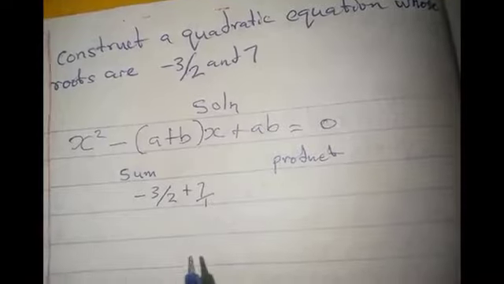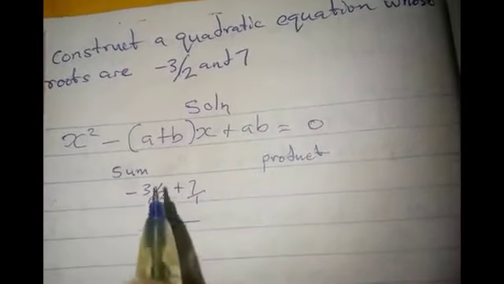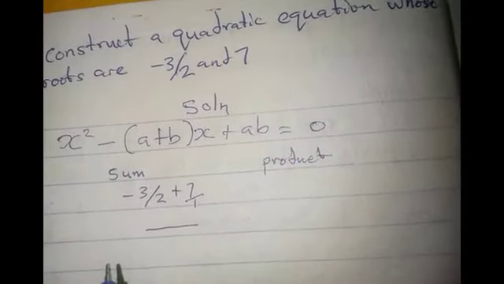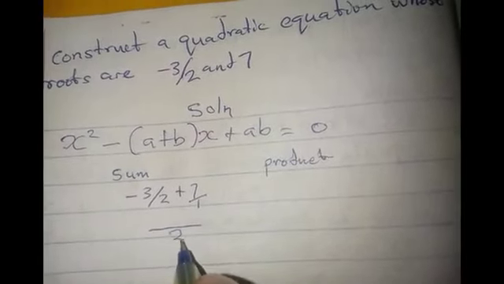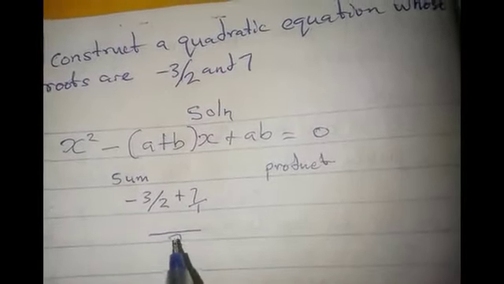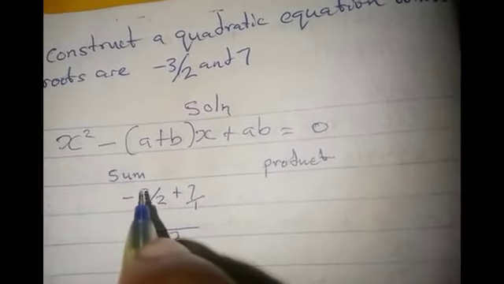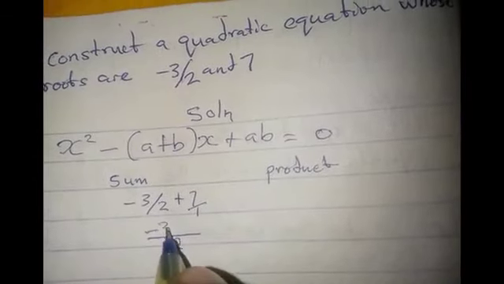How do we solve fractions? First of all, look for our LCM. How do we get our LCM? We can say 2 times 1 is going to give us 2. So 2 will be our LCM. What do we do next? We say 2 into 2. 2 dividing 2 will give us 1. So 1 times minus 3 will give us minus 3.